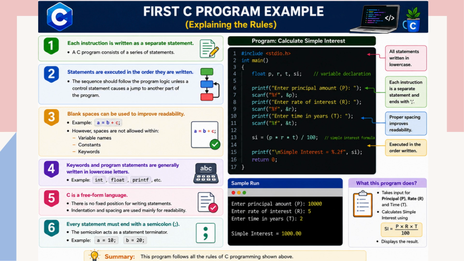Rule 4. Lines 6 to 11 contain the printf and scanf functions. Here, each instruction is a separate statement, and if you look at the end of each line, they all end with a semicolon. Rules 1 and 6. Look at line 10. Proper spacing improves readability. The programmer used spaces to make the code look clean. Rule 3. Finally, the calculation was performed and printed using the printf statement. Statements are executed in the same order they are written.